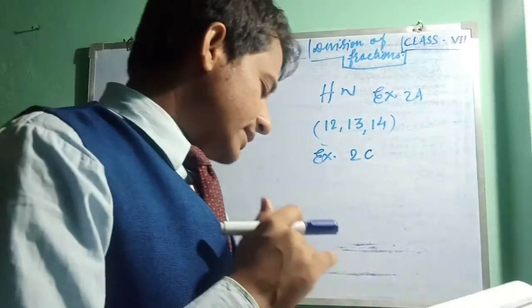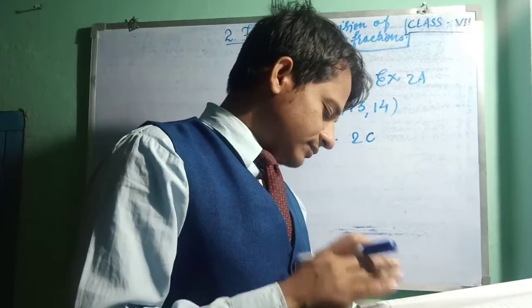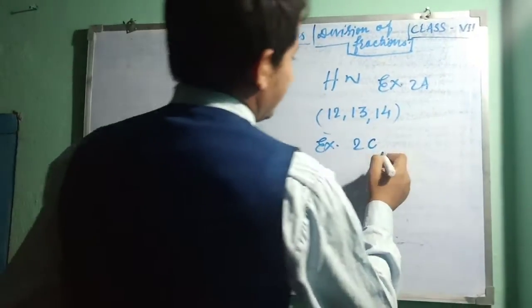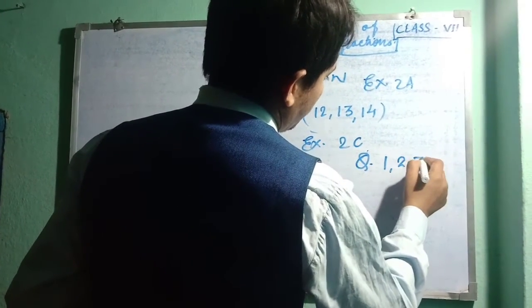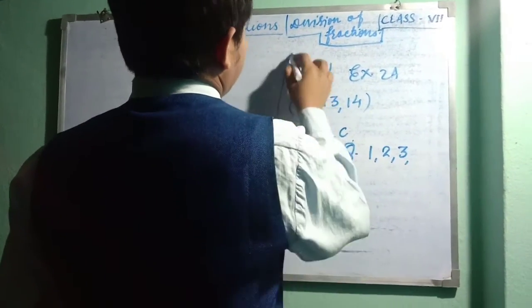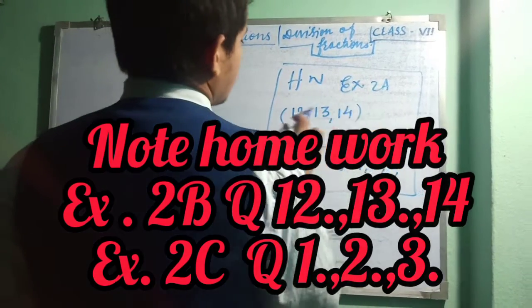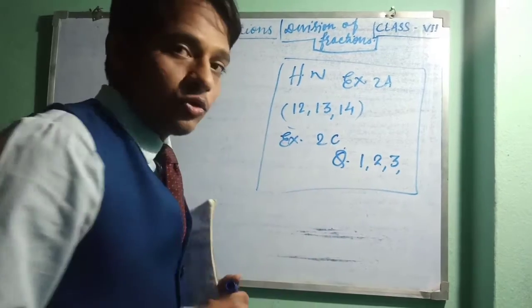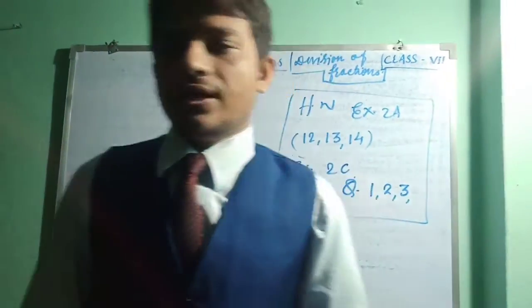Okay, and question number 2, simplify, and the third is also there. Okay, these are your homework. I repeat, homework: exercise 2A, question number 12, 13, 14, and exercise 2C, question number 1, 2, 3, including all the points. So I hope you will remember. You will have to remember all the points.